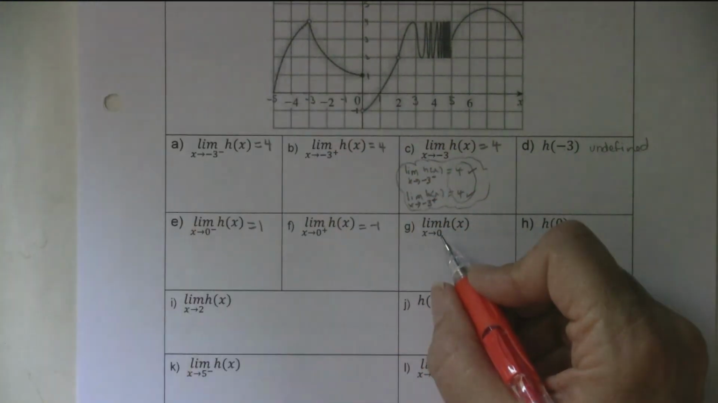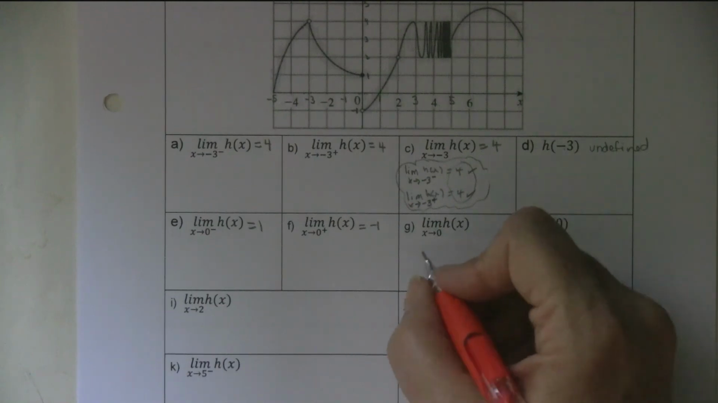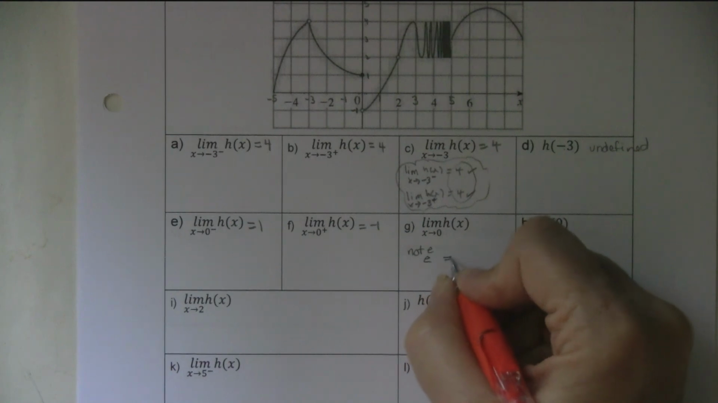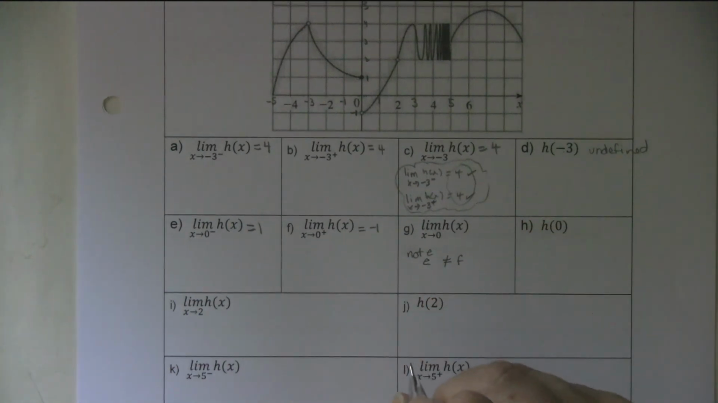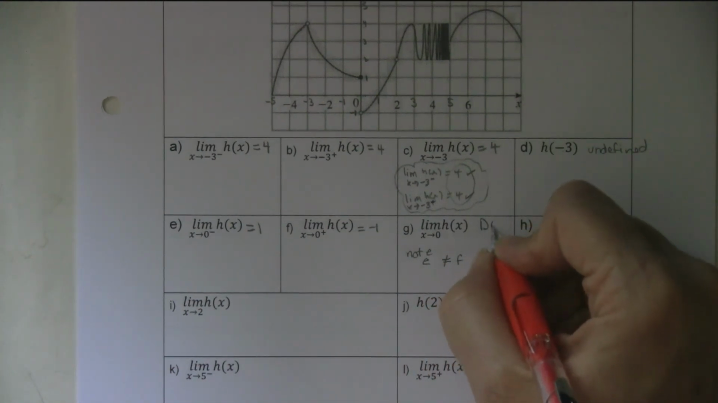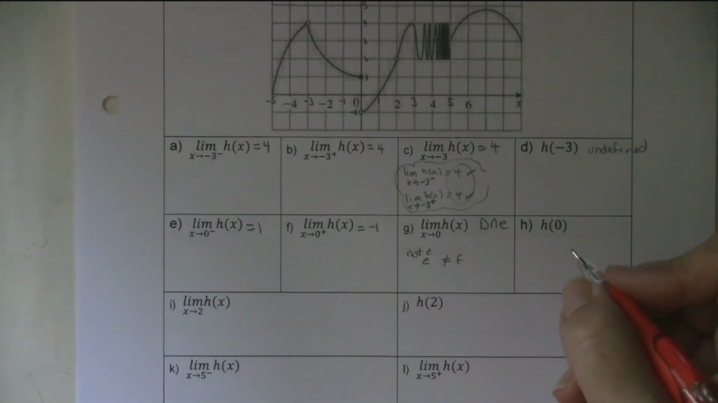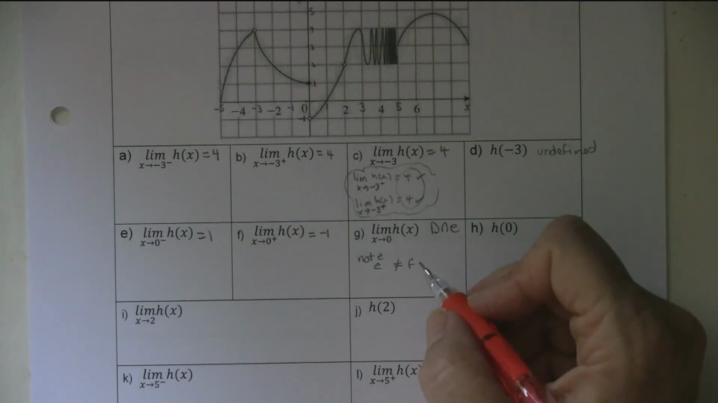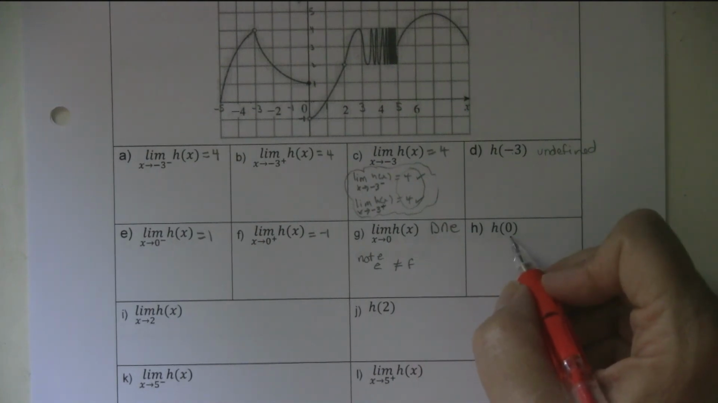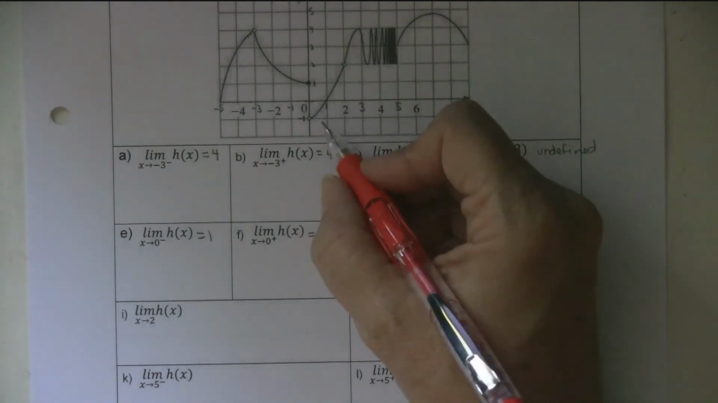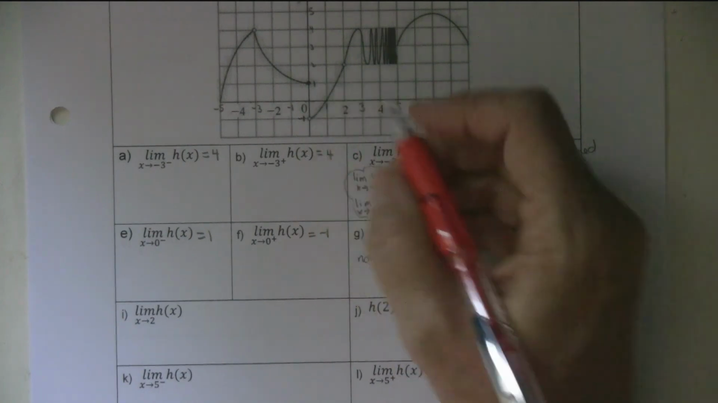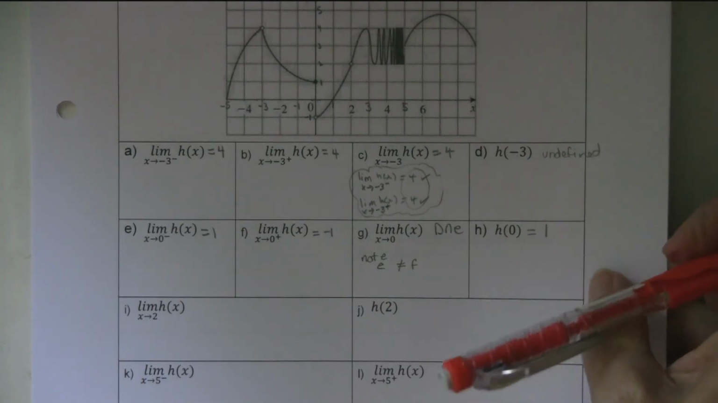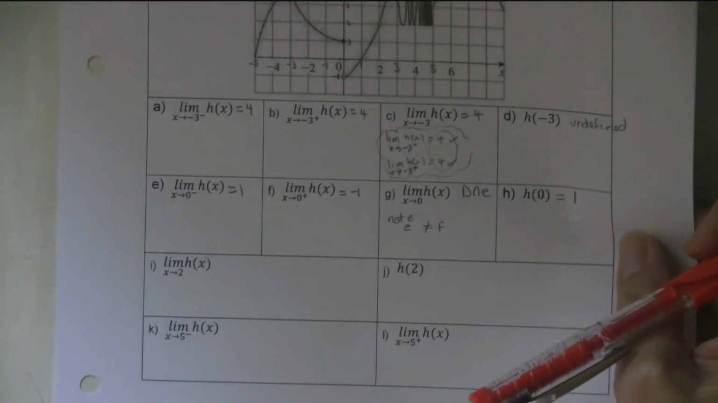And now I'm looking at 0 itself, but noting from E and F, what we found in E doesn't equal what we found in F. That means this limit does not exist. And then h at 0, just because the limit doesn't exist doesn't mean that h at 0 is undefined. h at 0 actually is equal to 1. Exactly at 0, not really close to 0.